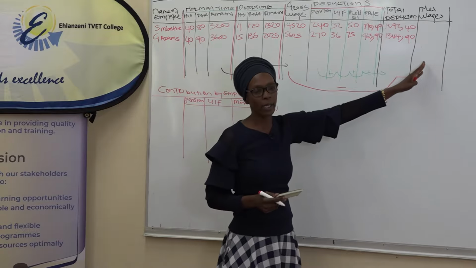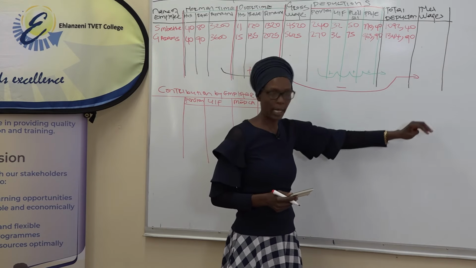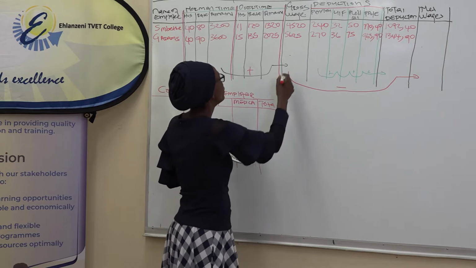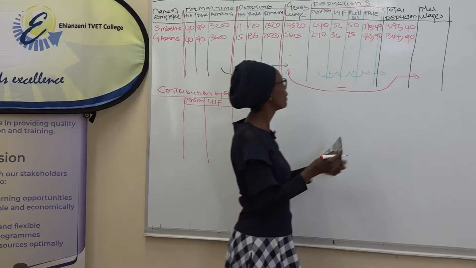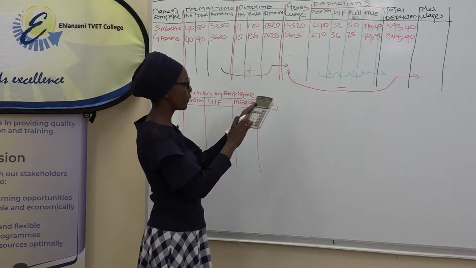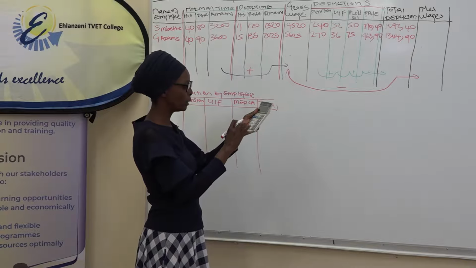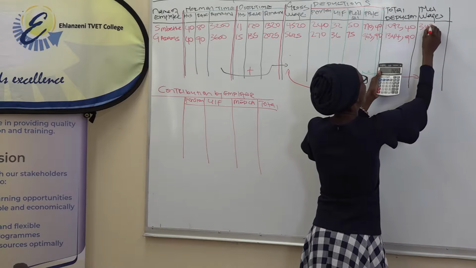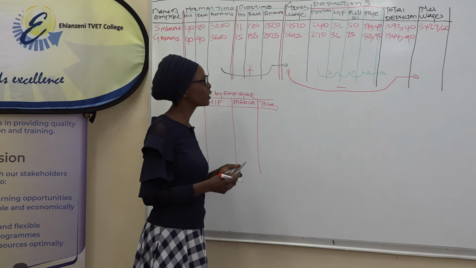Then we have to calculate the net wage. Remember, the net wage, I've said, is the wage after deduction. To calculate the net wage, we have to say gross wage minus total deduction. It will give us the net wage. Our gross wage for the first employee is 4520 minus 1092.40. The net wage is 3427.60. This is the amount that that particular employee can budget on.